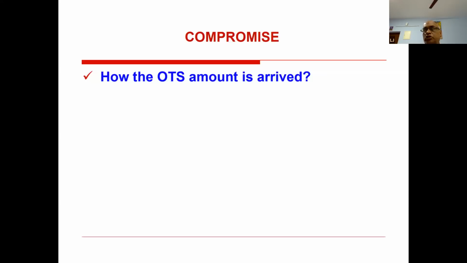First, we'll finish off the normal compromise policy of the bank, the normal scheme. If a borrower is not able to fit in any special scheme, he'll be brought under this normal OTS scheme of the bank. Now the question is, how is the OTS amount arrived at by the bank? There are three possibilities for the bank.